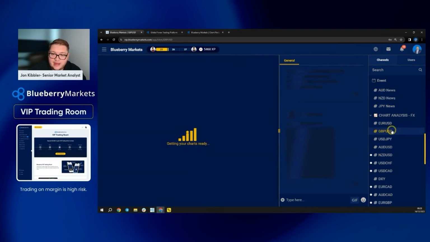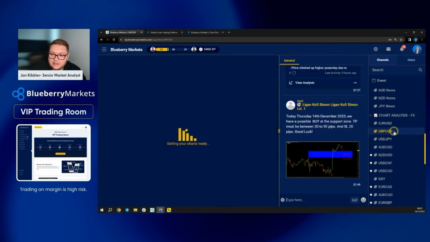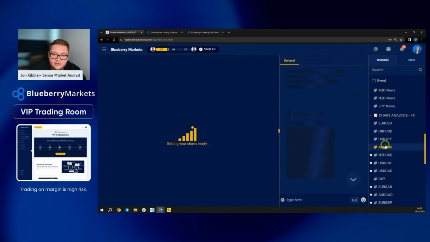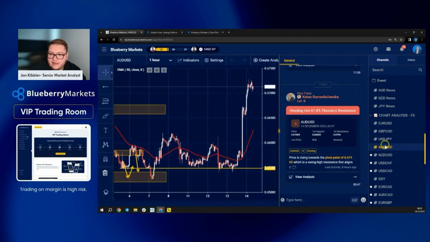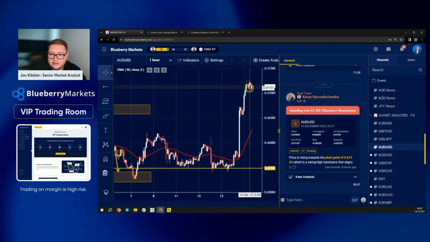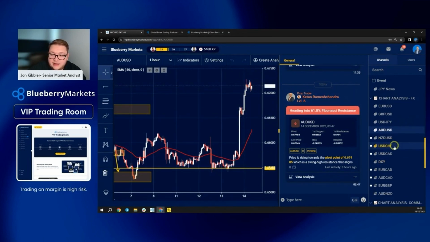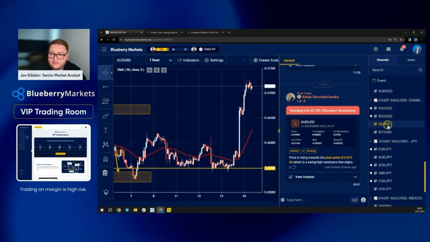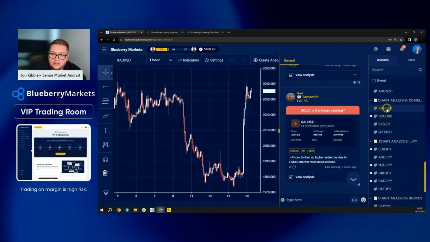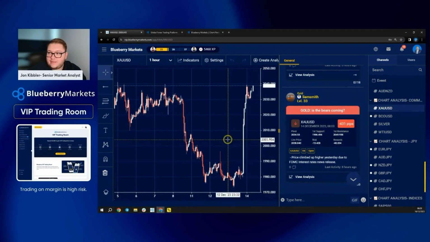You can see we've got cable in here. You can flick over to the cable chart. You can see people talking about cable in there. We've got the Aussie US dollar as well. So if you're flicking over to Aussie, maybe you like the idea of trading the Australian dollar versus the US dollar, you can do that in this section here. We have commodities as well. So if you're a gold trader, you can head over to gold and do the exact same thing.